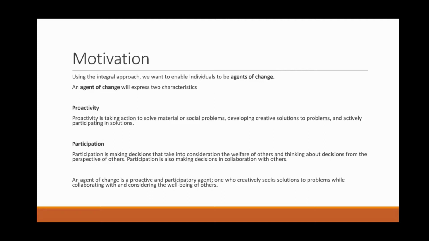Now, what do we mean when I use this term agent of change? An agent of change has two characteristics that we're going to talk about in our master's program, and we'll talk about again and again when we talk about using the integral approach to understand development. One is proactivity and one is participation. I will define proactivity this way: proactivity is a disposition toward taking action to solve material, social, or relational problems, developing creative solutions to problems, and actively participating in those solutions.